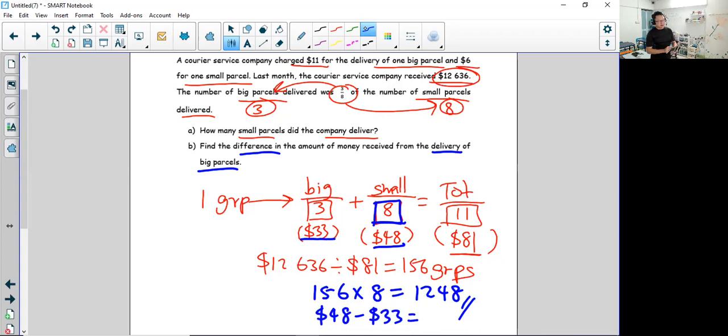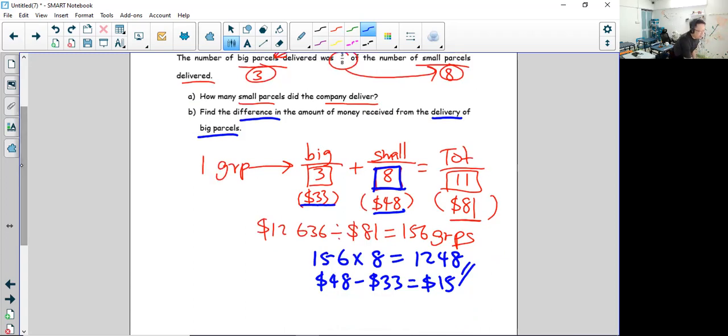So for one group, what is the difference? 48 minus 33, the difference is $15. That's one group, so one group has a difference of $15. I have 156 groups, so I just have to multiply by $15 to find the actual difference from all the big and the small parcels. So 156 times $15, and the difference is $2,340. And that's how you use grouping.